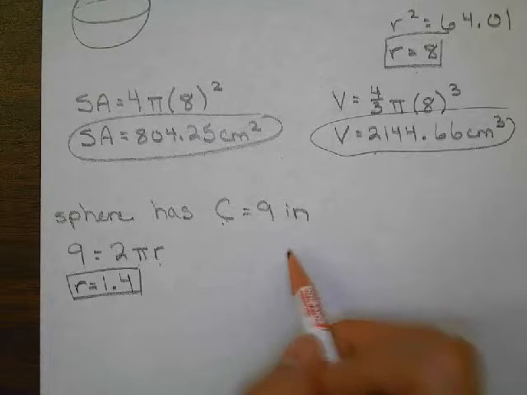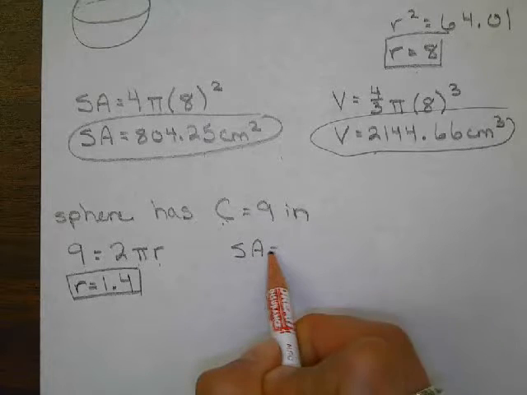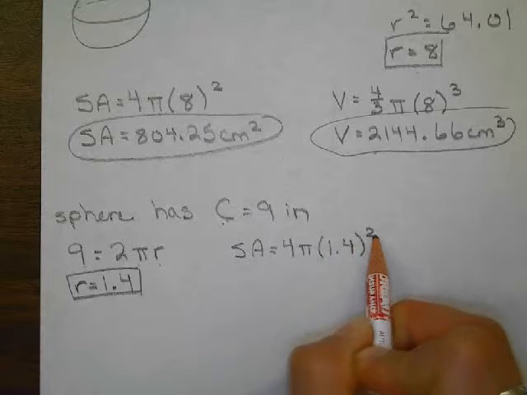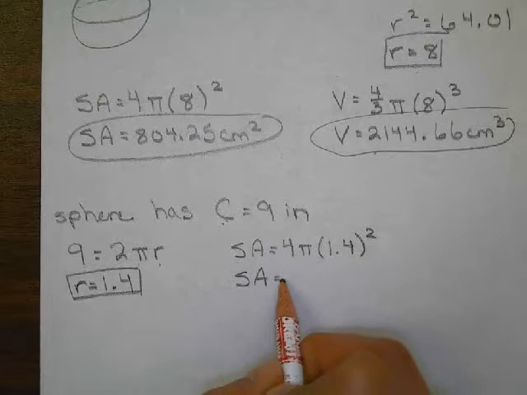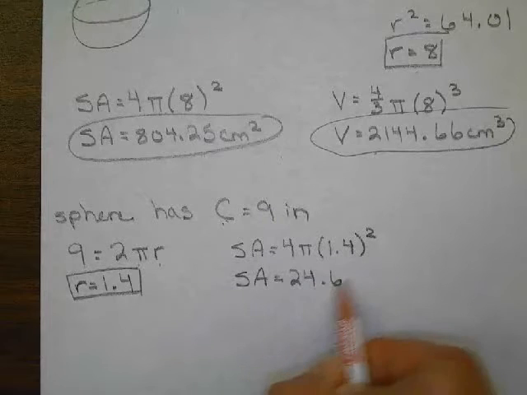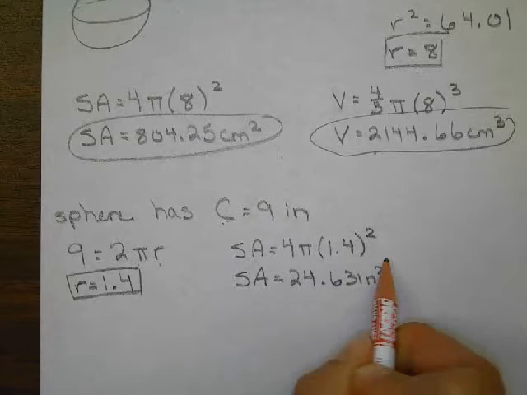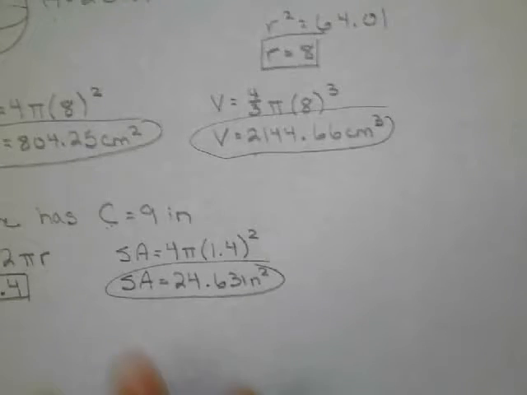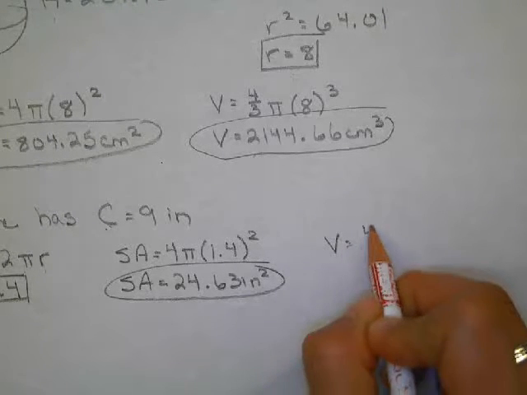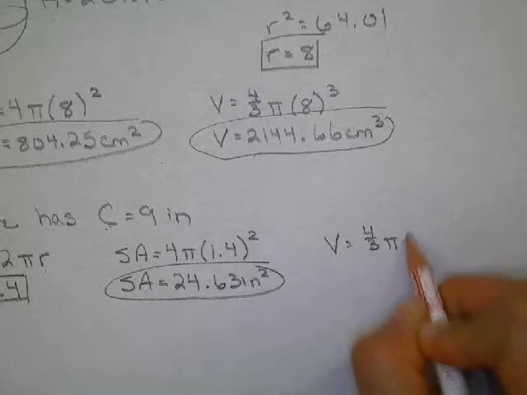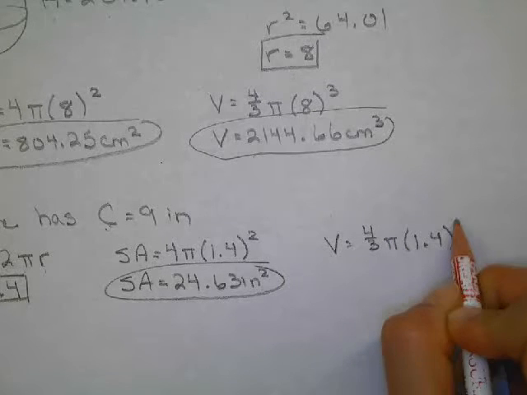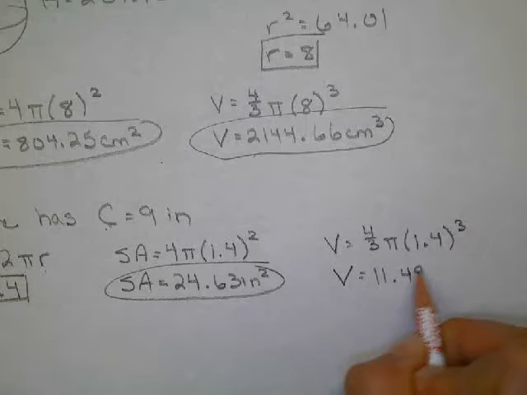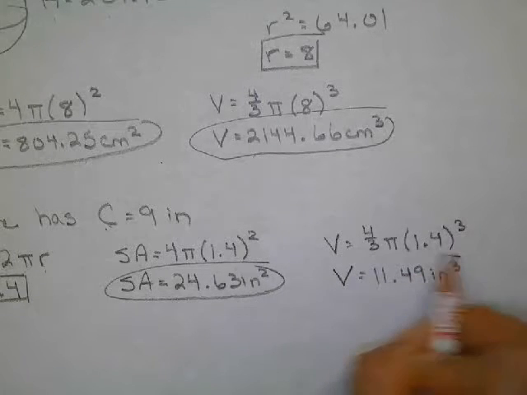And then from there, you can just plug it in to your surface area formula, and you end up getting a surface area of 24.63 inches squared. Volume, just plug it in there. Volume is always 4/3 pi times the radius cubed. So our volume is 11.49 inches cubed.